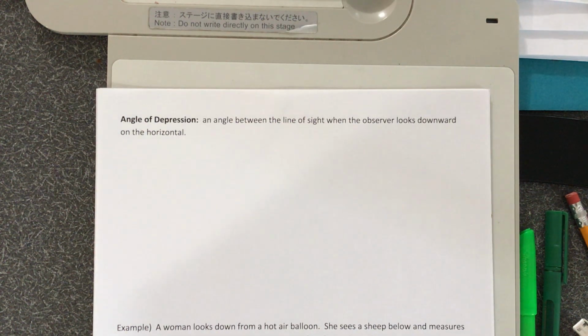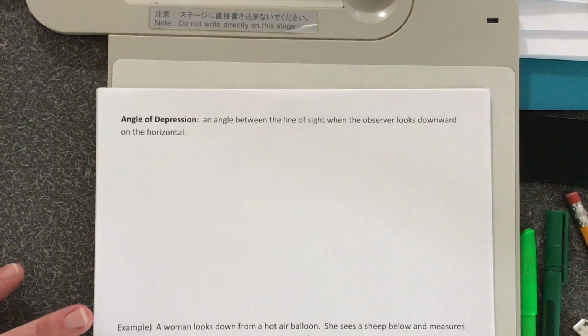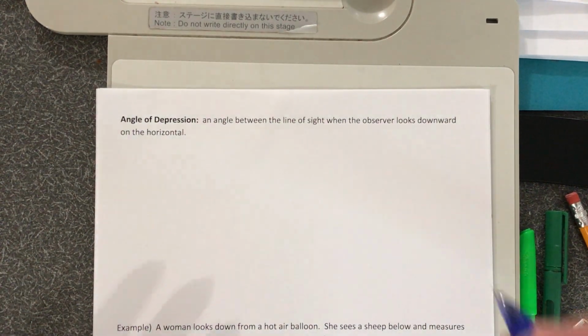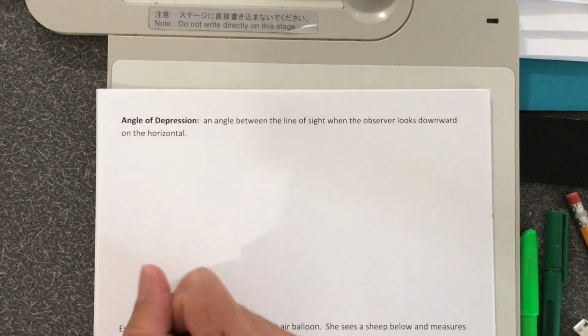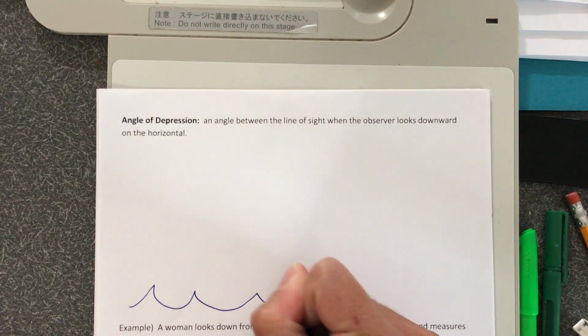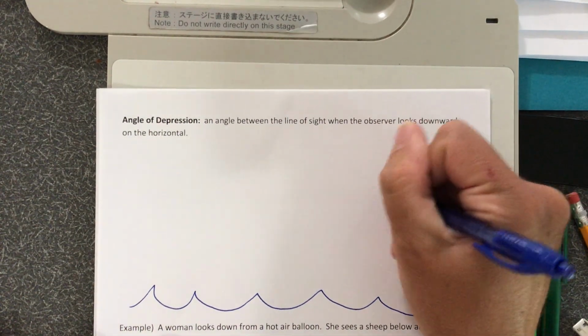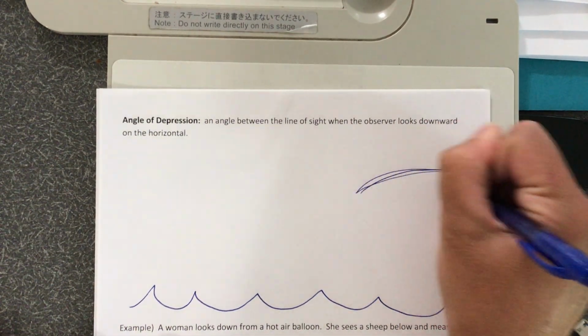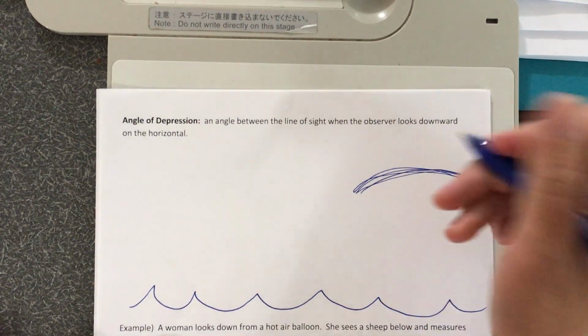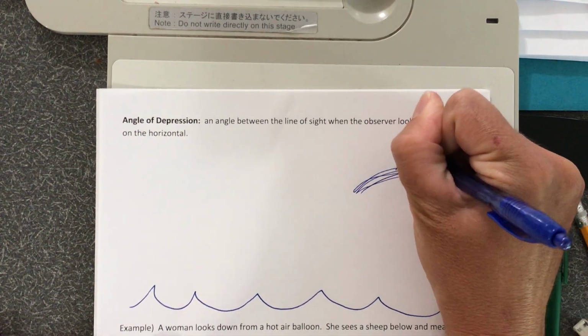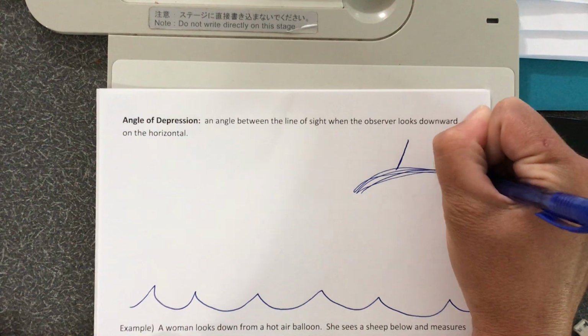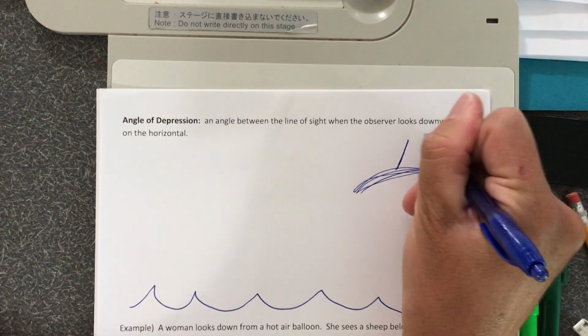The angle of depression is an angle between the line of sight when the observer looks down and a horizontal. So in this picture, we've got a lighthouse, or Cape Lookout, I think this would be. Cape Lookout's off on a little island. It's one of our lighthouses in North Carolina.